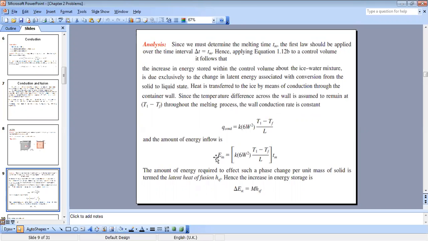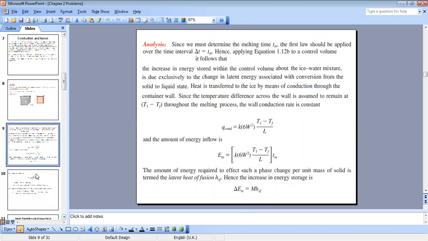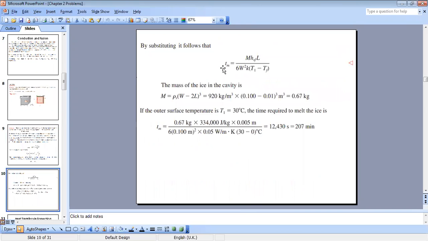Now, this energy is absorbed in the form of latent heat. So I can say that the energy is used to melt my ice. So it's equal to the mass of ice times the latent heat of melting. Now if I put them equal to each other, I can derive the expression for the melting time. It's equal to the mass of ice times the latent heat of melting times the thickness of my walls over 6W squared K delta T.